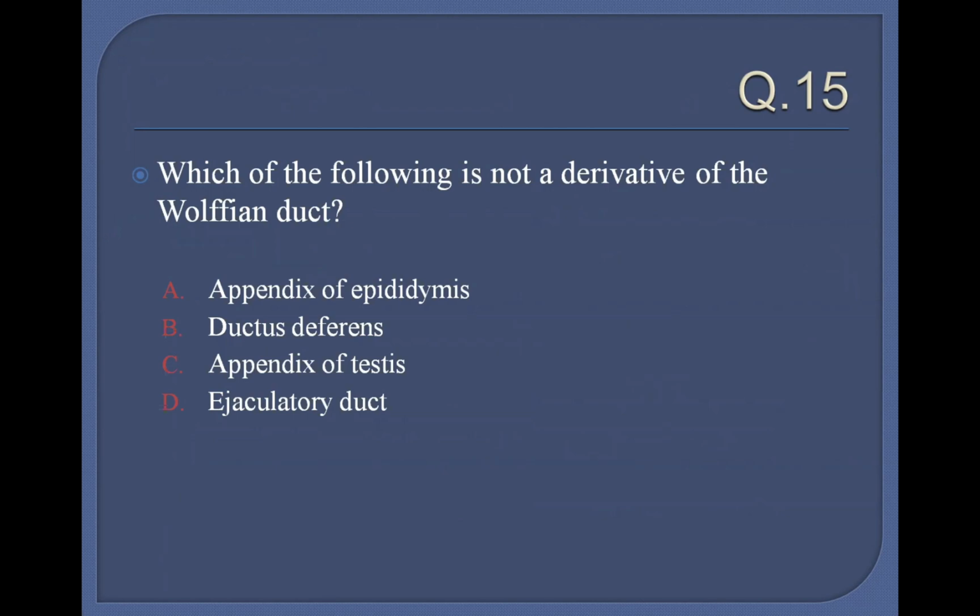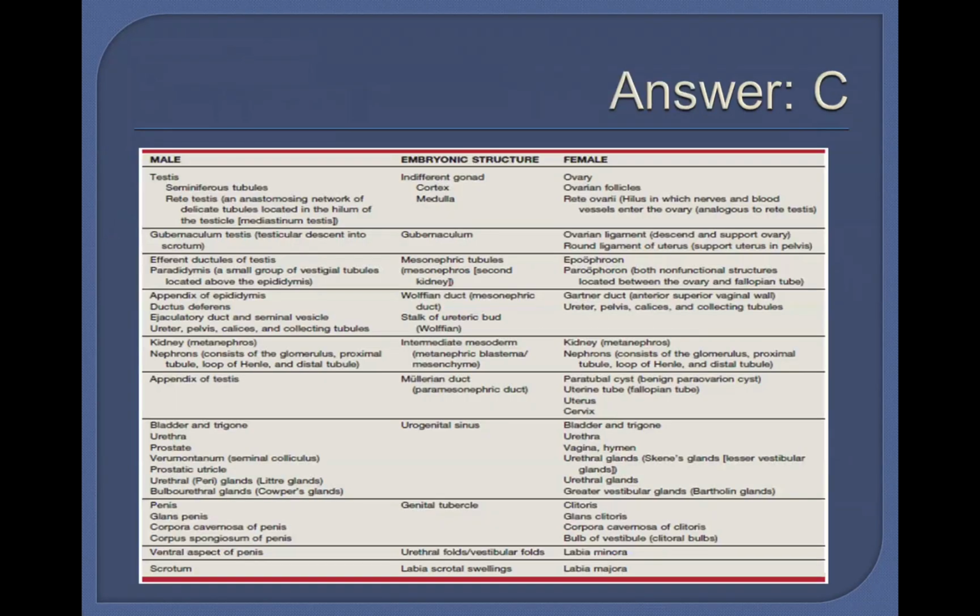Easy, but often it is a confusing thing. The appendix of the testis is a derivative of the paramesonephric or Mullerian duct. This is a chart taken from Campbell. Different derivatives from embryonic structures in males and females are shown. If we go through this chart, we can have a good idea of all these derivatives.